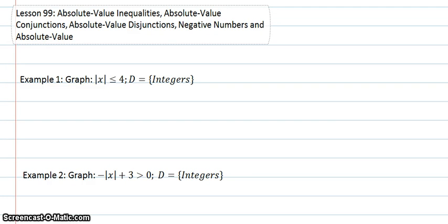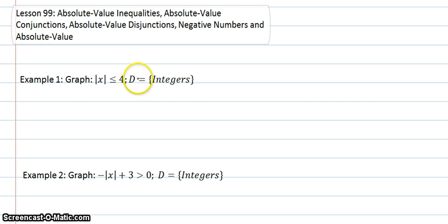In lesson 99, we're looking at absolute value inequalities, absolute value conjunctions, absolute value disjunctions, and the negative numbers and absolute value. So the first example is just the general absolute value inequality. You have to set up two different inequalities because when you take the absolute value of a number, if it's negative, it becomes positive. If it's positive, it stays positive because we're talking about distance from zero.